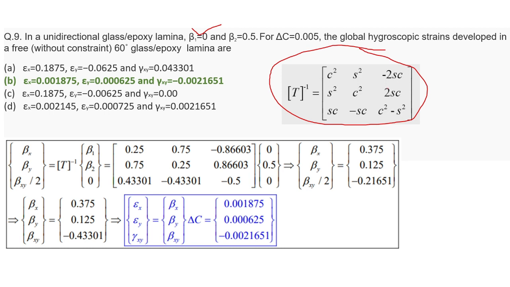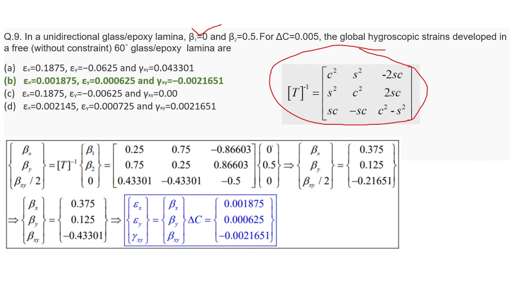Now, in the transformation matrix, C square is cos square, S square is sin square. The angle given here is 60 degrees. So it will be cos 60 square, that will be equal to 1 by 2 square, that is 1 by 4. So the value becomes 0.25. Similarly, sin square: sin 60 is root 3 by 2, the square of that is 3 by 4. That value is 0.75. And minus 2SC is minus 2 into sine of 60 degrees, cos of 60 degrees. So that's how you will get this matrix.